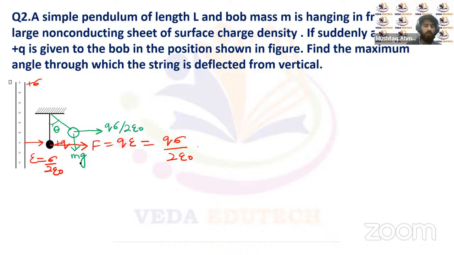And the string will be taut here. There will be tension because of the string. This is the tension T. Now we have to find the equilibrium condition for this bob at this position where theta has the maximum value.